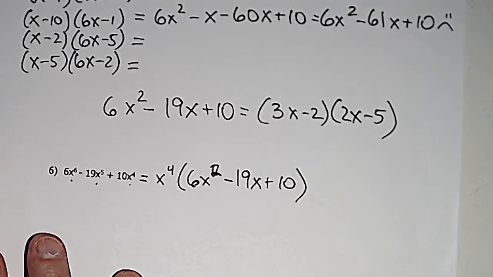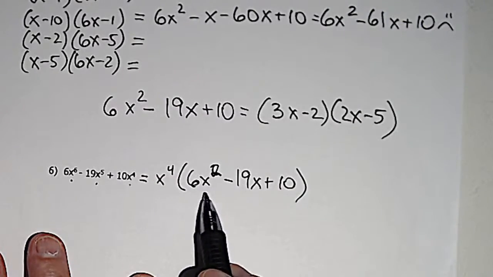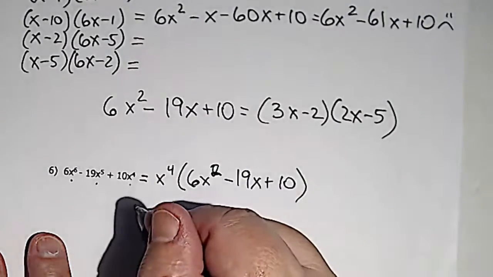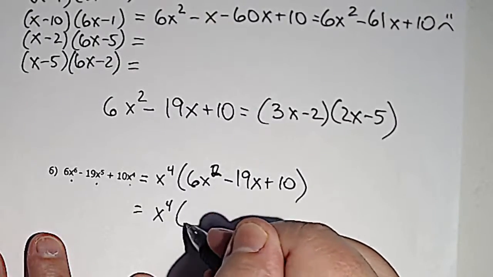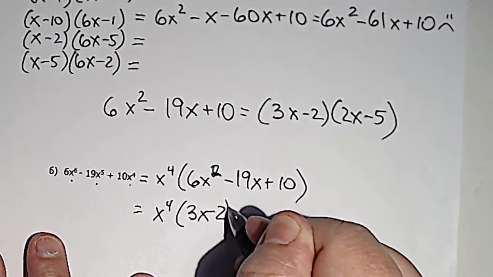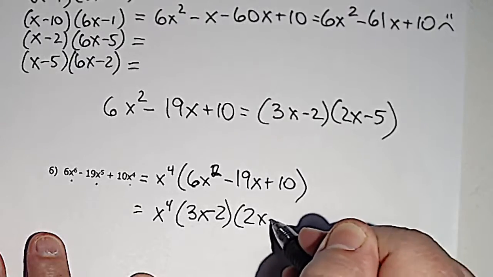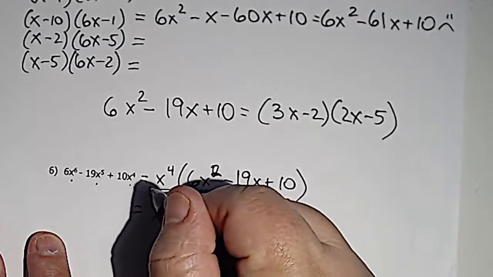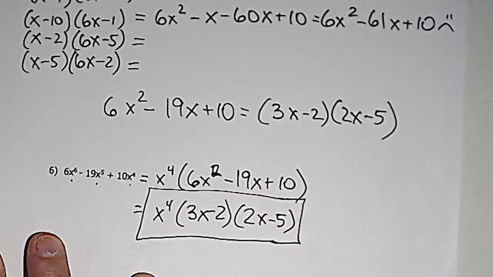And then what do I get? Oh, then this is just that. So this is x to the 4th times 3x minus 2 times the quantity 2x minus 5. Bing, bang, boom, and we're done. Woo! Okay, next up, the next video will show you how to factor this same polynomial, but with the formula.